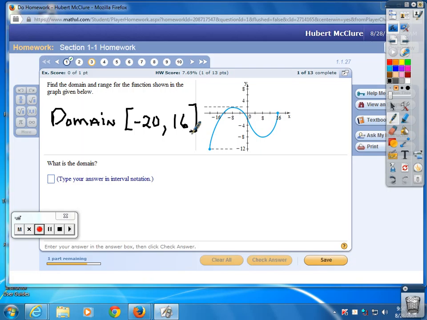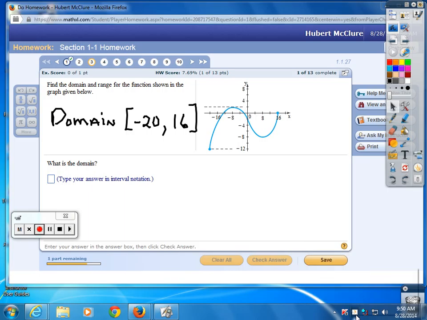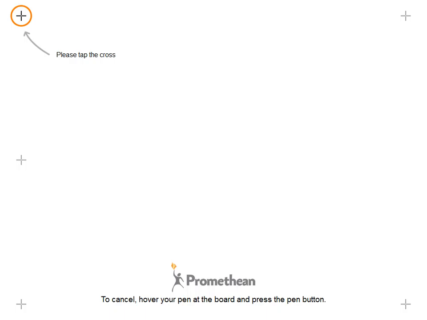Why do I put brackets? Why do I not put parentheses? Because brackets mean that it's inclusive. Look at your dots or look at your circles at the end of the function. What are they? Excuse me. Are they open or closed? They're closed. That means they're inclusive. You need to write that down. Brackets, closed dots means inclusive.